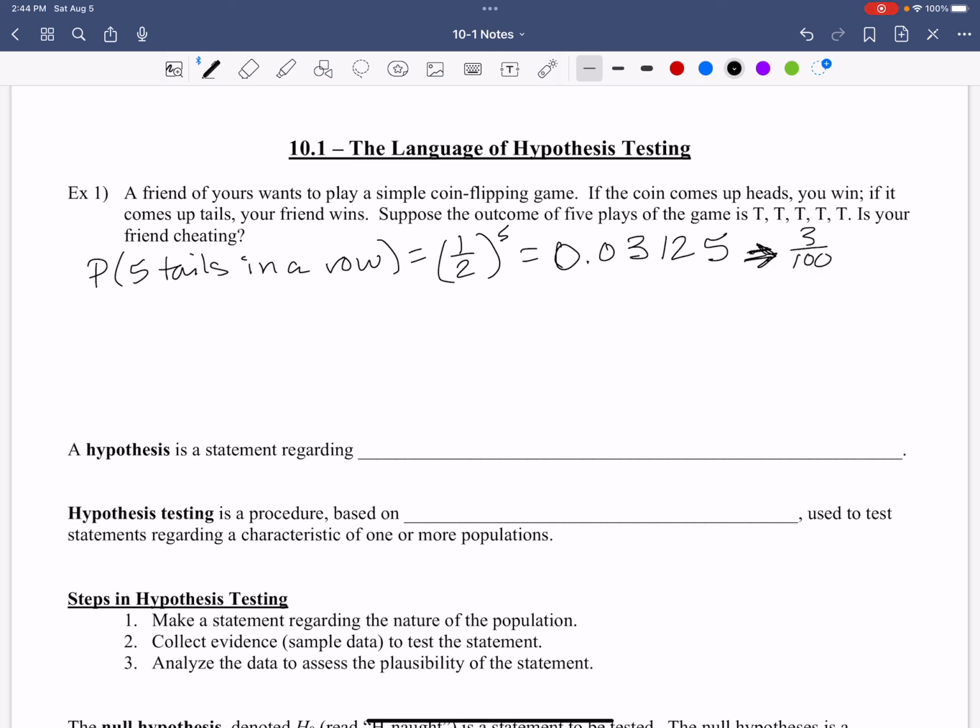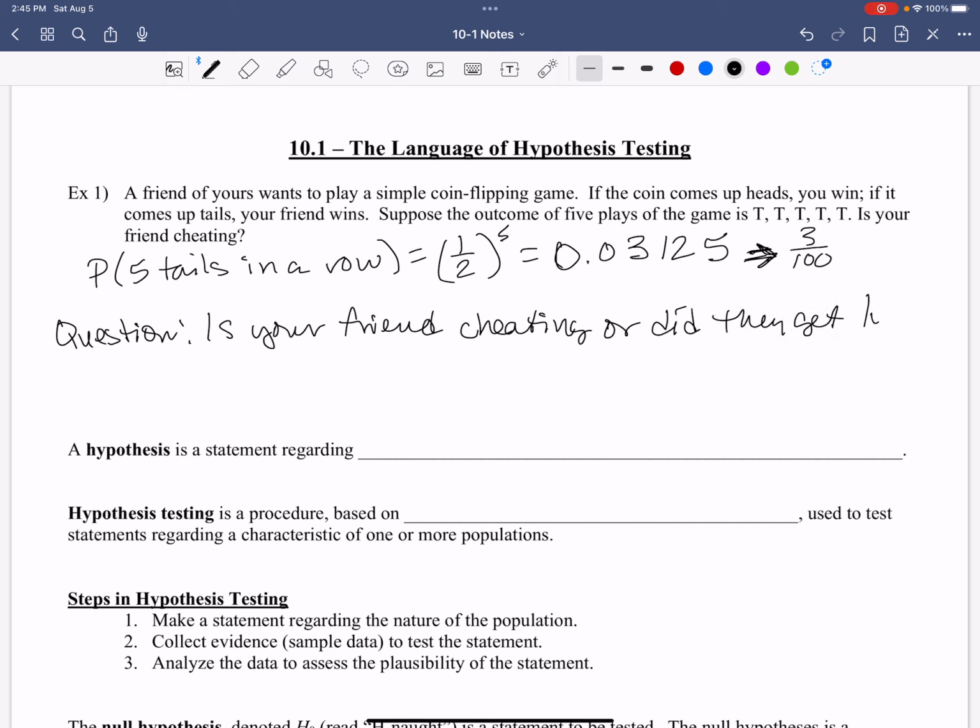That's rare. So here's the question. We want to determine, is this happening? Is your friend cheating, or did they get lucky? That's a question mark. That, ladies and gentlemen, is the concept of hypothesis testing. We're not answering this question. We're just setting the stage here.